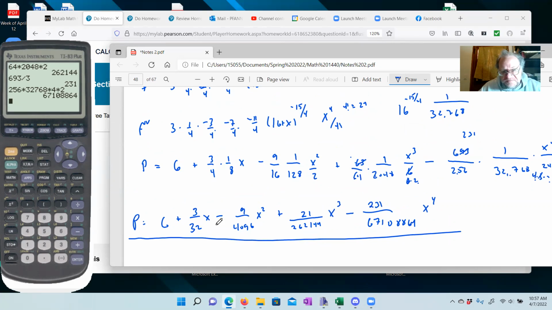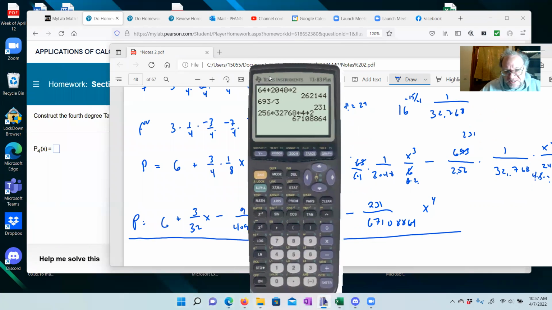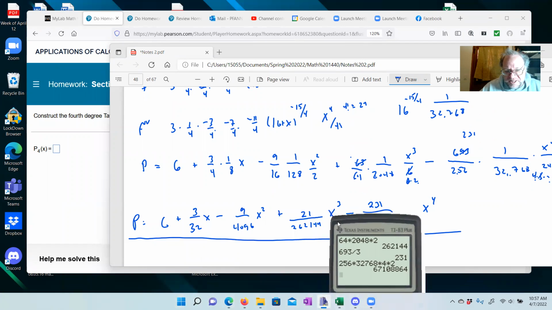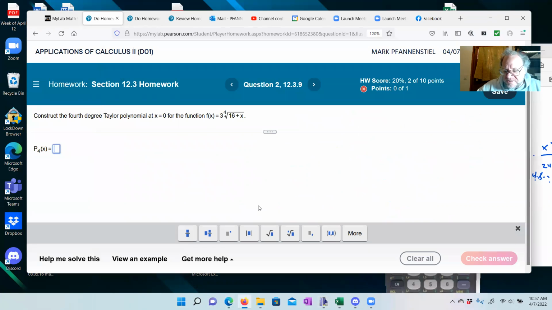This is a terrible question. It requires way too much arithmetic to do this to see if you're right. I'm not brilliant about that. But we'll type this in. So this was 6, plus, and then we'll just keep going with this. So what are we doing here? That is right.